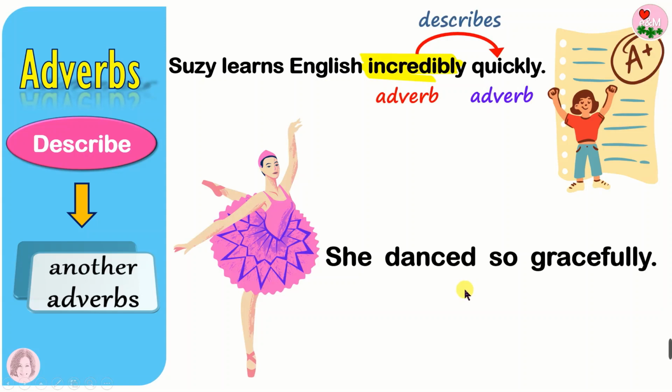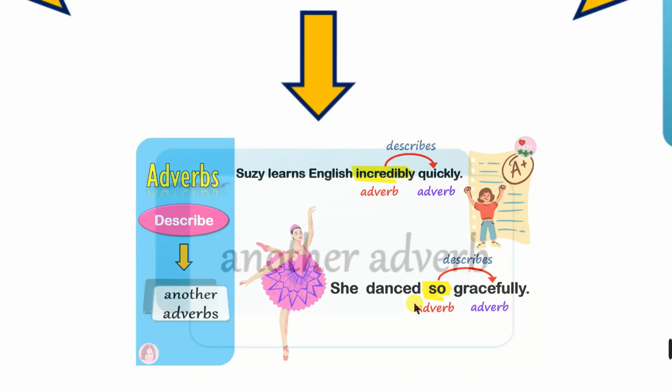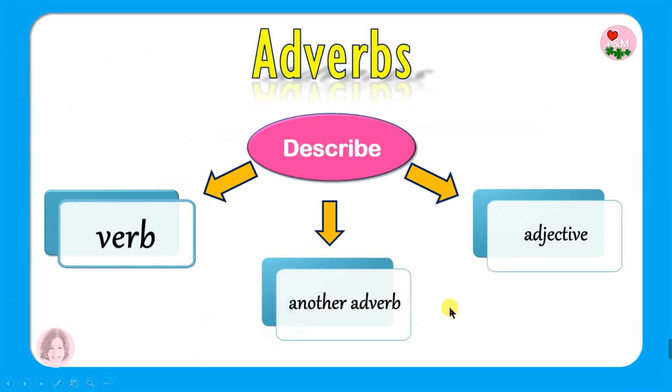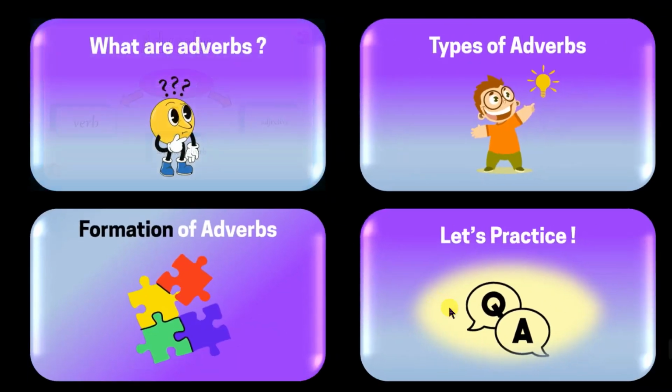She danced so gracefully. Again, we have two adverbs here, so and gracefully. How did she dance? It is described by the adverb gracefully. And the adverb so is describing the intensity of gracefully. How gracefully did she dance? So gracefully. So, these are the basics of adverbs that you should know.